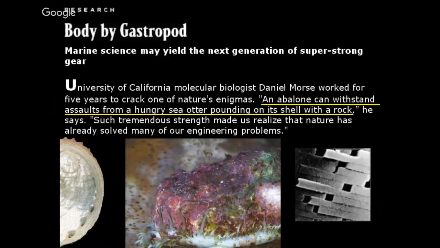You can see, he says, an abalone can withstand assaults from a hungry sea otter pounding on its shell with a rock. And I love this second part. Such tremendous strength made us realize that nature has already solved engineering problems.